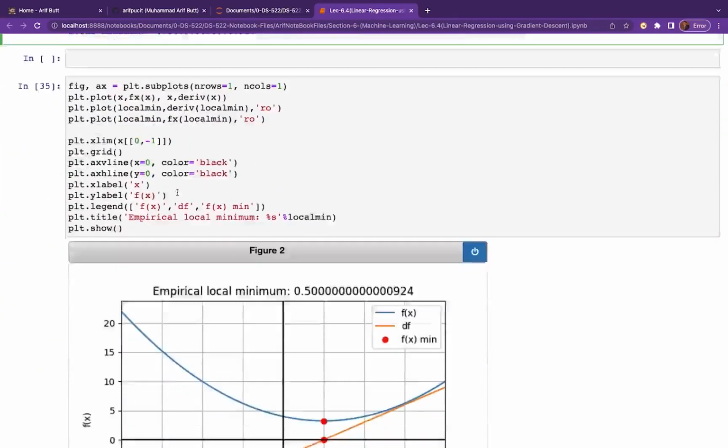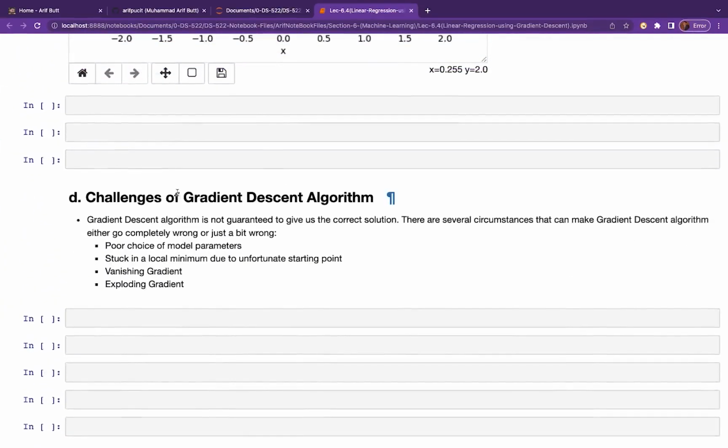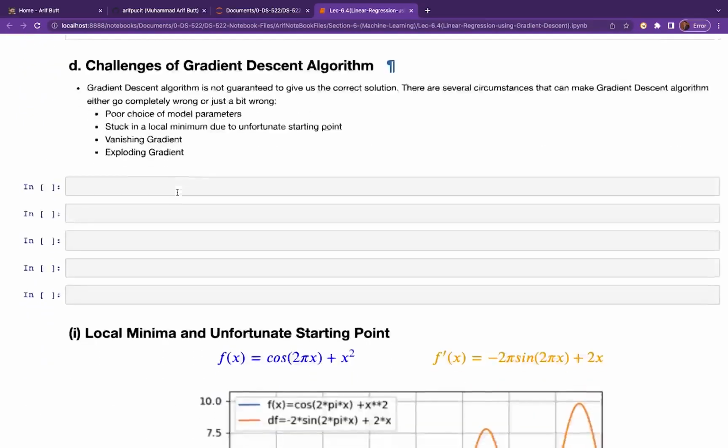Let me move ahead and talk about the challenges of the gradient descent algorithm. My dear friends, remember the gradient descent algorithm is not guaranteed to give us a correct solution. And there are several circumstances that can make the gradient descent algorithm go completely wrong or maybe just a bit wrong. And the first is poor choice of model parameters as already discussed. The second is the algorithm is stuck in a local minima. The third is the vanishing gradient problem. And the fourth is the exploding gradient problem. Let me quickly describe these.